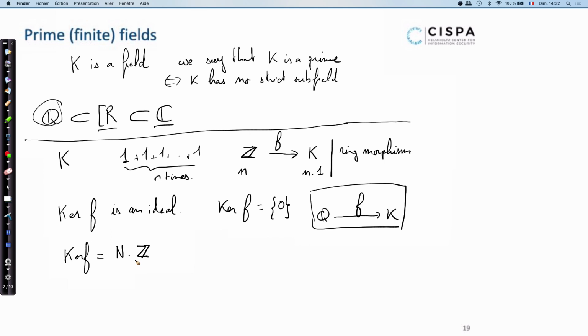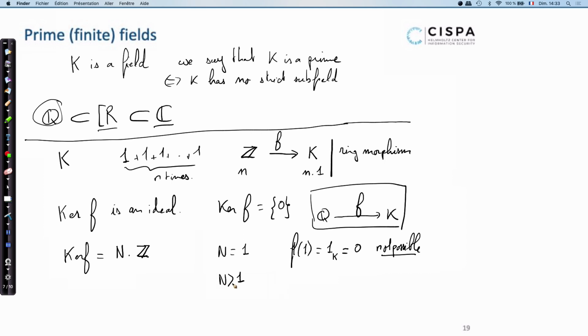So now basically 3 things may happen. Okay, so the first thing that could happen is n equal 1. But this would mean that the image of 1, which is by definition just the 1 in k, would be 0. And this is not possible, because we said that in any field, 0 should be different from 1. So this case is not possible. So n must be bigger than 1.